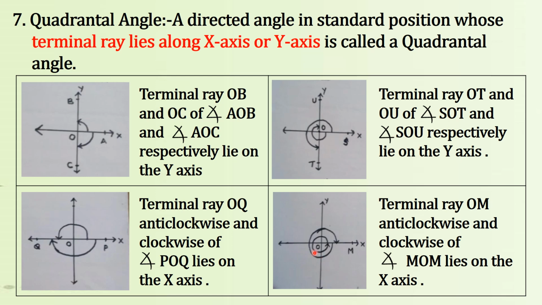And last case, after one complete rotation, the initial ray reaches back to its original position. That means it makes a complete angle. Still, the initial ray and the terminal ray are coinciding here. So, OM is the terminal ray, in both the cases, positive direction as well as negative direction. In both the cases the terminal ray lies along the x-axis. So, directed angle MOM is a quadrantal angle.